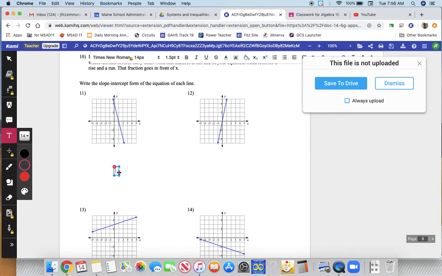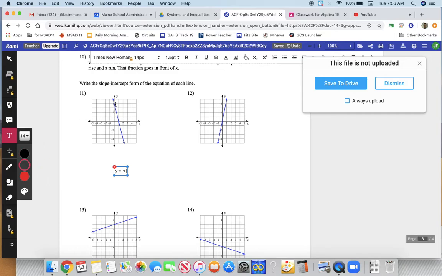So if I make my little text box here, I know that all of my equations here are going to start with y equals. I'm going to have some number in front of x, and then I'm going to have a number at the end. The number at the end is actually the easiest one to see here.